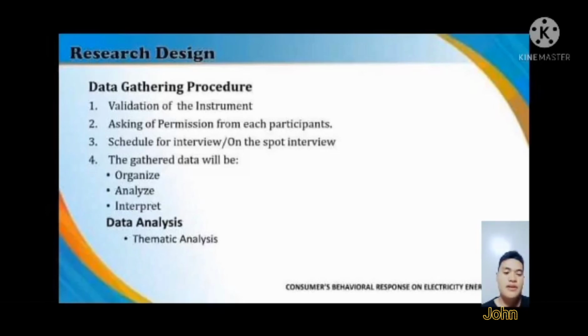The 6 steps in thematic analysis are: familiarize yourself with your data, assign preliminary codes to your data, search for patterns of themes in your code, review themes, define and name themes, and lastly, produce your report.